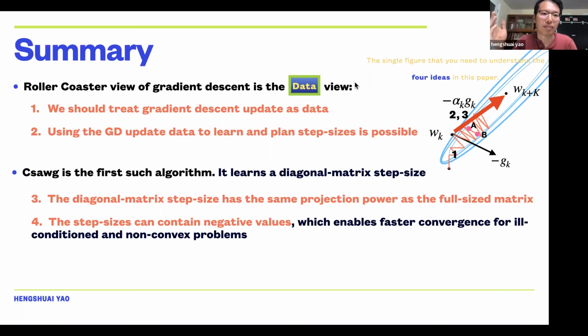It's a matter of freedom, degree of freedom. So in robotics, we have degree of freedom. Here, by extending scalar step size to a diagonal matrix form, we increase the degree of freedom. The benefit is that you can observe the parameter space in a much better way. You have a better way of observing.